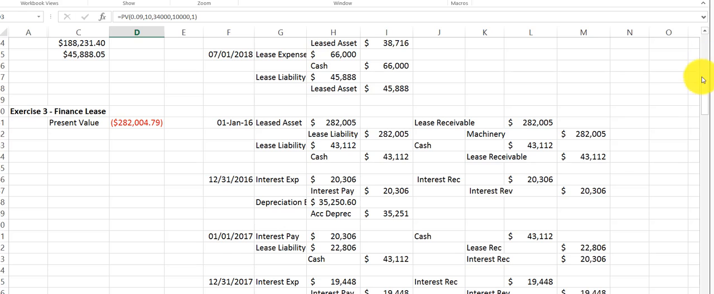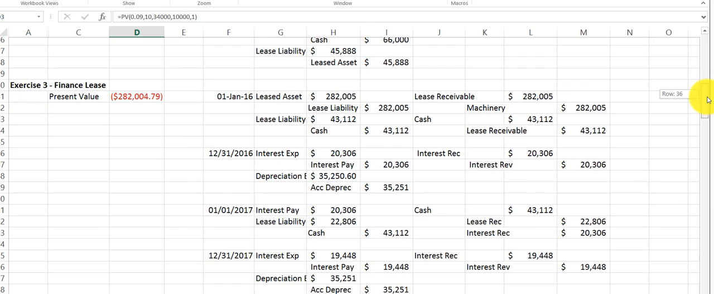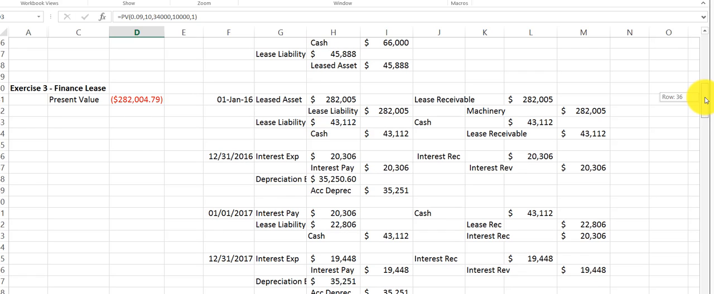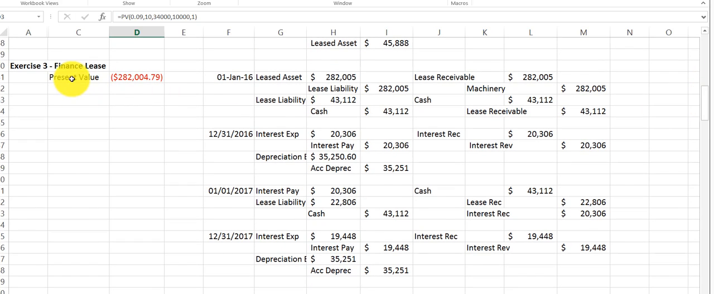Where did my... There it is, exercise 3, sorry. Okay, didn't go down far enough there. Present value 282 this time because the interest rate is 8.5. Okay, 8 payments, 43,112 with a residual of 35,000. Guaranteed residual treated as a payment.